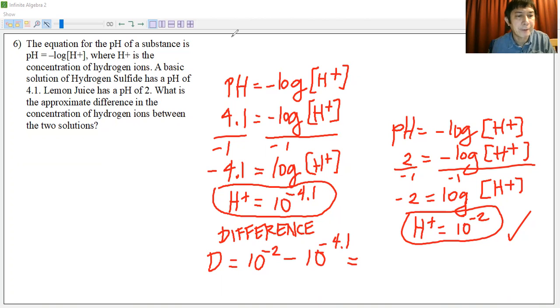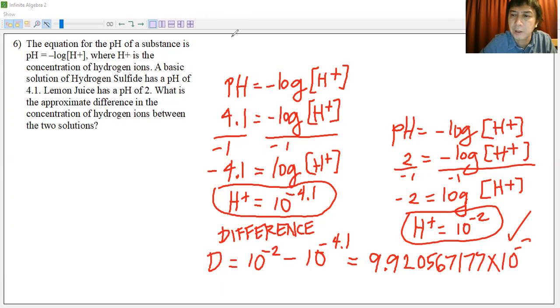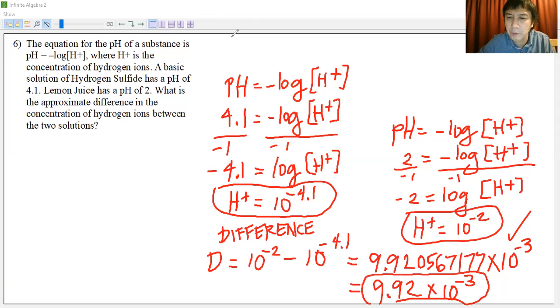And we get something like 9.92 0567 177 times 10 to the negative 3 there. This is our answer, okay? Or we can round this to the nearest 100 for the significant digit, 9.92 times 10 to the negative 3 there, okay? All right, that should be our answer. Okay, 9.92 times 10 to the negative 3.